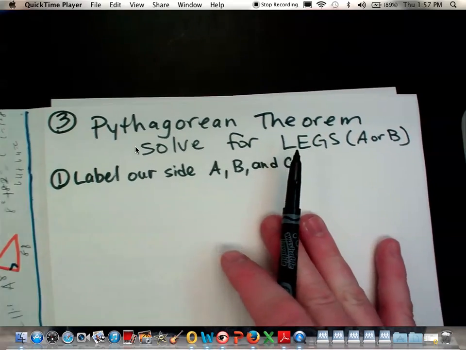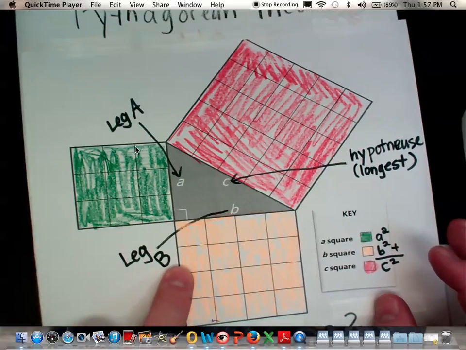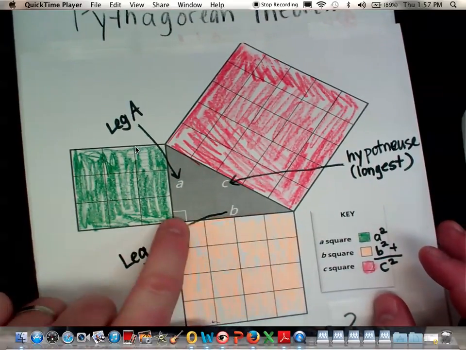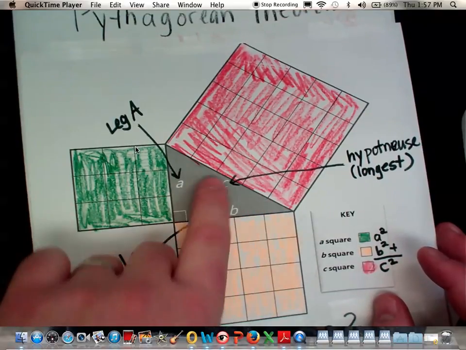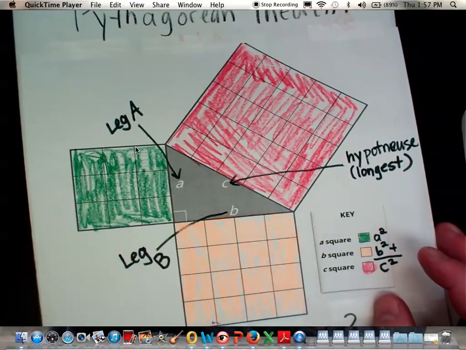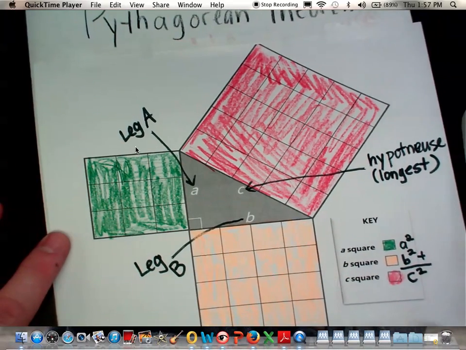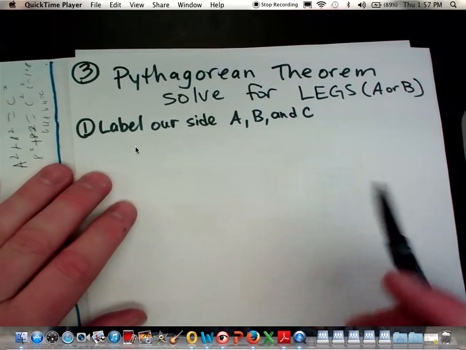If you get confused, I can always flip it back over to the front of my page and I can see everyone's got this. Leg A, leg B, and straight across from the right angle is the C, my hypotenuse, which is my longest side. So I've got this illustration here that's going to help me figure out how to label.